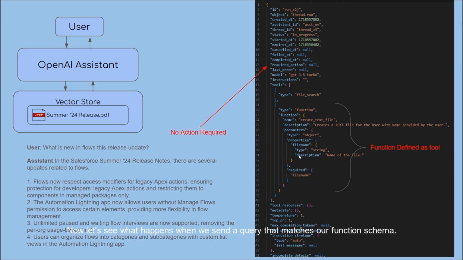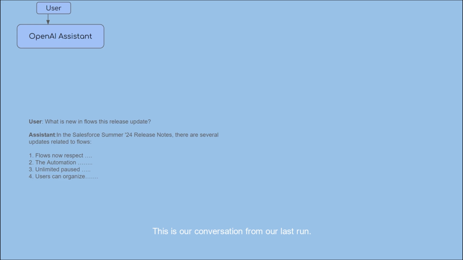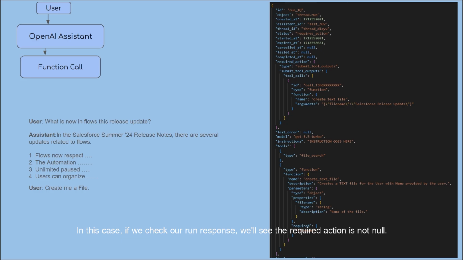Now let's see what happens when we send a query that matches our function schema. This is our conversation from our last one. Let's ask it to create a file. In this case, if we check our run response, we'll see the required action is not null. Required action tells us that there are some actions required to complete this run.